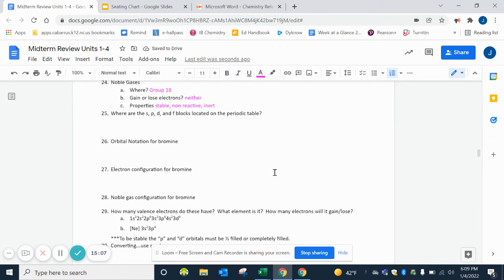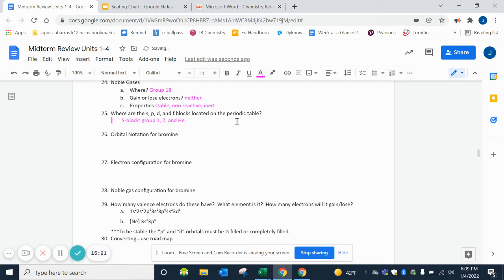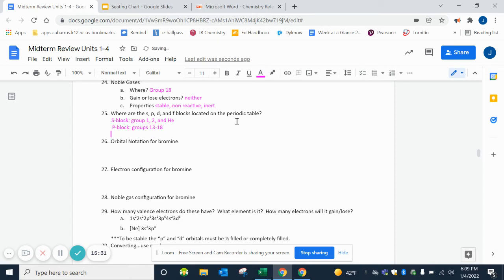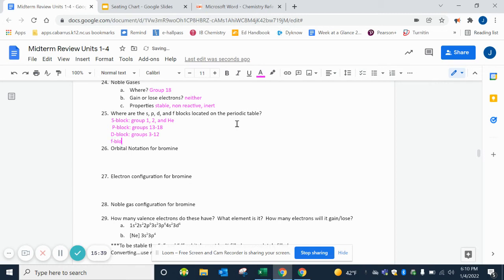All right, and then we have our different areas on the periodic table. So you have the S block, which is groups 1, 2, and helium, because remember helium finishes out that first row. All right, the P block is groups 13 through 18. The D block is groups 3 through 12. And then the F block are the bottom 2 rows.